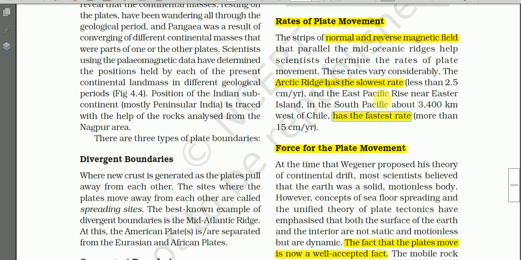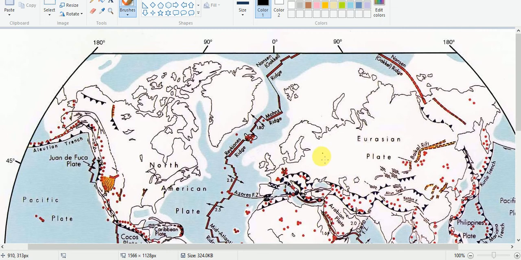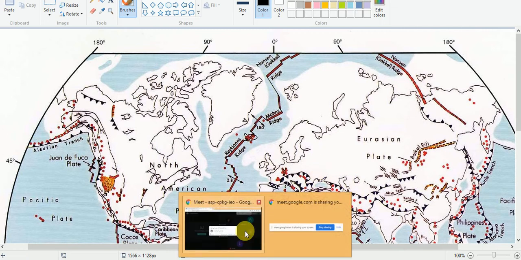Okay, let me continue. This Atlantic ridge has the slowest rate of plate movement, less than 2.5 centimeters per year, and this East Pacific rise near Easter Island has the fastest rate, more than 15 centimeters per year. Now let us see a map. This is the map showing the rate of plate movement.